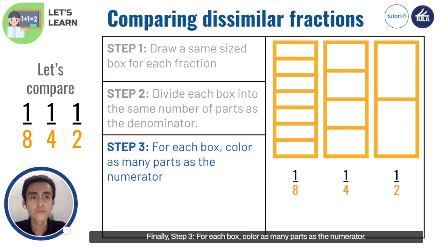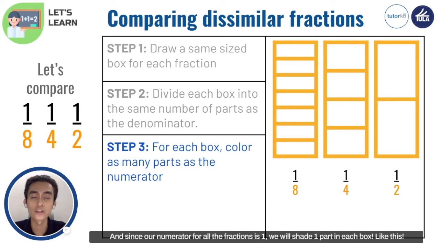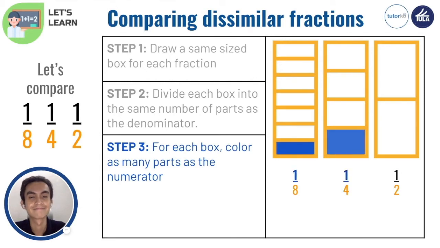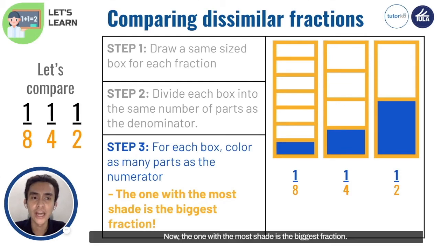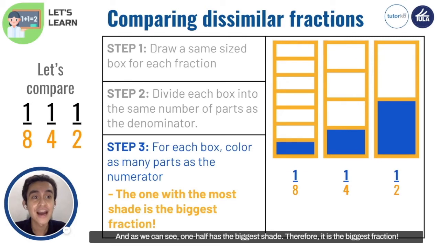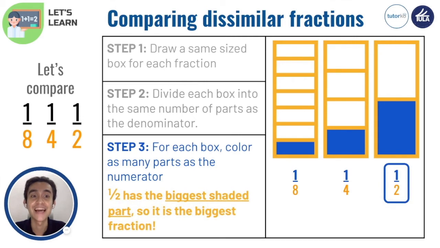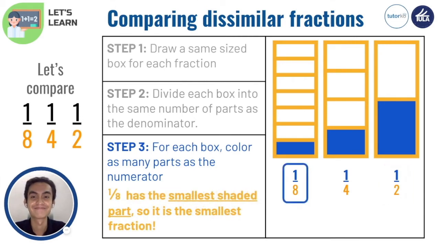Finally, step 3, for each box, color as many parts as the numerator. And since our numerator for all the fractions is 1, we will shade 1 part in each box, like this. Now, the one with the most shade is the biggest fraction. And as we can see, 1/2 has the biggest shade, therefore, it is the biggest fraction. And since 1/8 has the smallest shade, it is the smallest fraction.